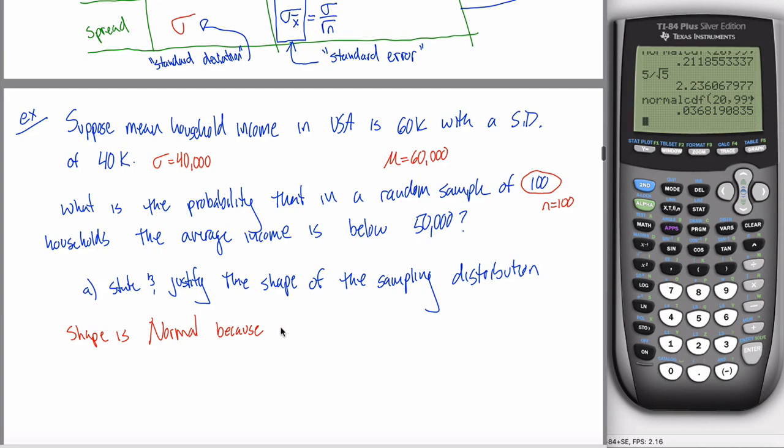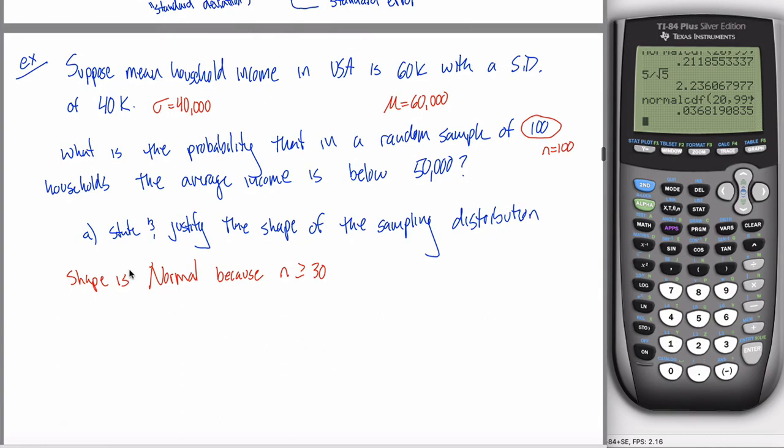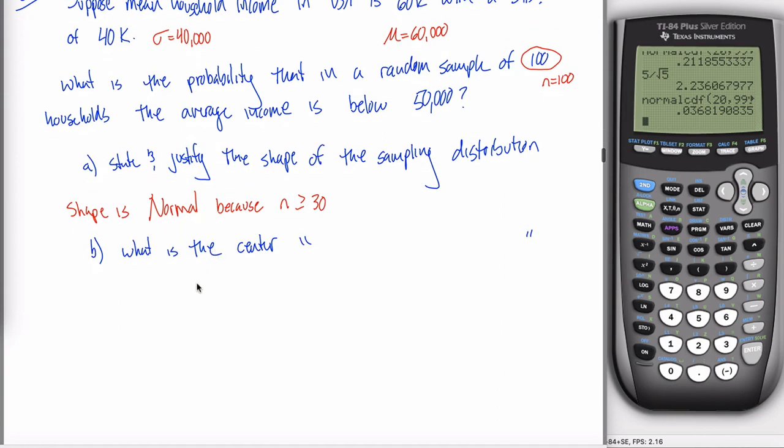So you'd say the shape is normal because n is greater than or equal to 30, n being equal to 100. As long as you label n up here, I don't need you to tell me again what n is down here. Shape's normal because n is greater than or equal to 30. Then I would ask you a question about the center. Say something like, what is the center, maybe of the sampling distribution? And I might even say, use the appropriate symbols or something like that.